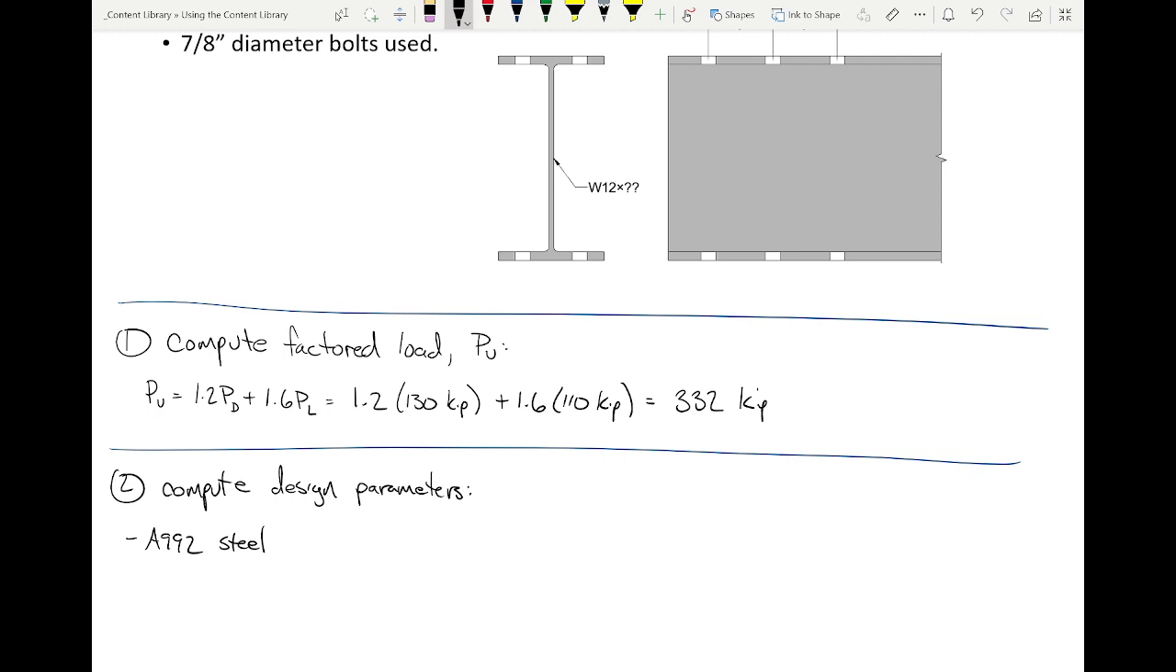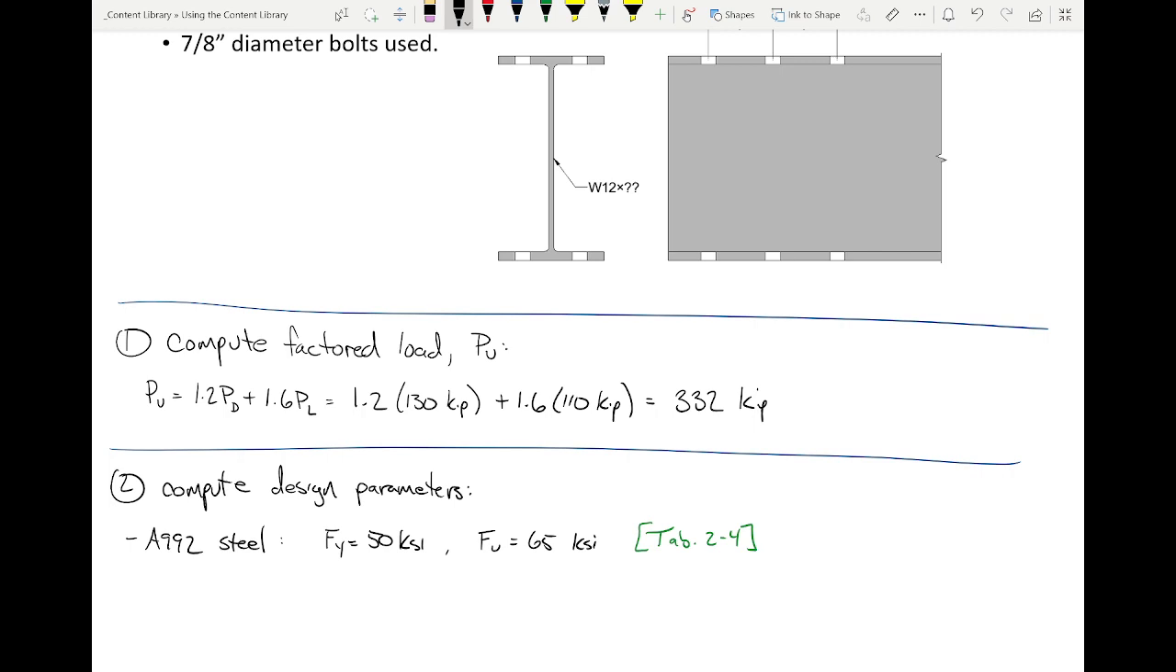In order to compute our necessary design parameters, the Ag design and the Rn design, we're going to need Fy and Fu. So, this is A992 steel. What is Fy and Fu respectively for A992 steel? Fy 50 and Fu 65. That's exactly right.